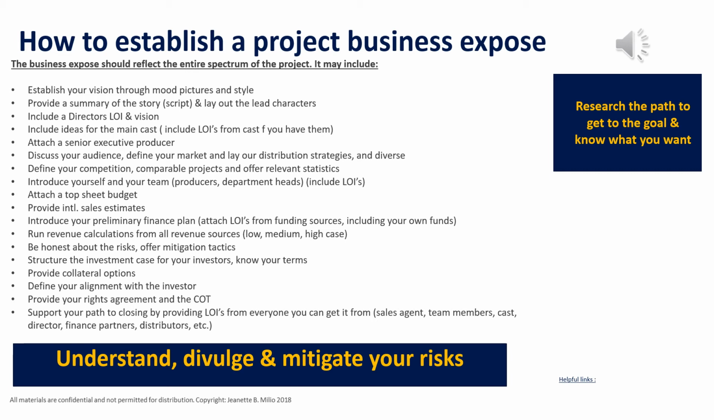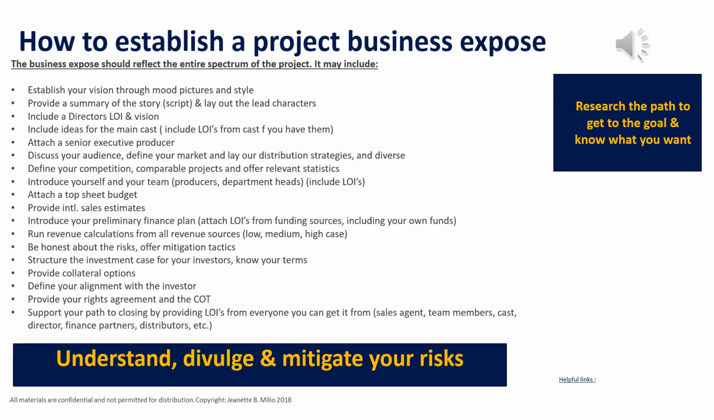You would obviously introduce yourself and your team as well as your department heads, and if you have LOIs for some of the department heads, it would be great to attach them as well. You would put a budget together, but you only need to put a top sheet in your business expose. You would provide your international sales estimates. You can kind of make them yourselves, but it would be good if you have a sales agent that would put a stamp on it. You would then go and figure out what your preliminary finance plan would look like, and the reason why that's important is you need to at some point figure out what you're going to ask the investor for that you're giving this business expose to.